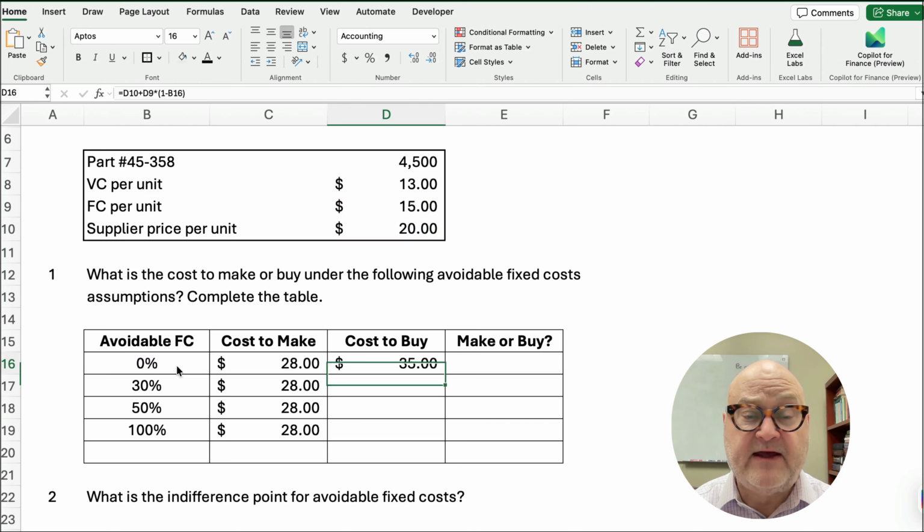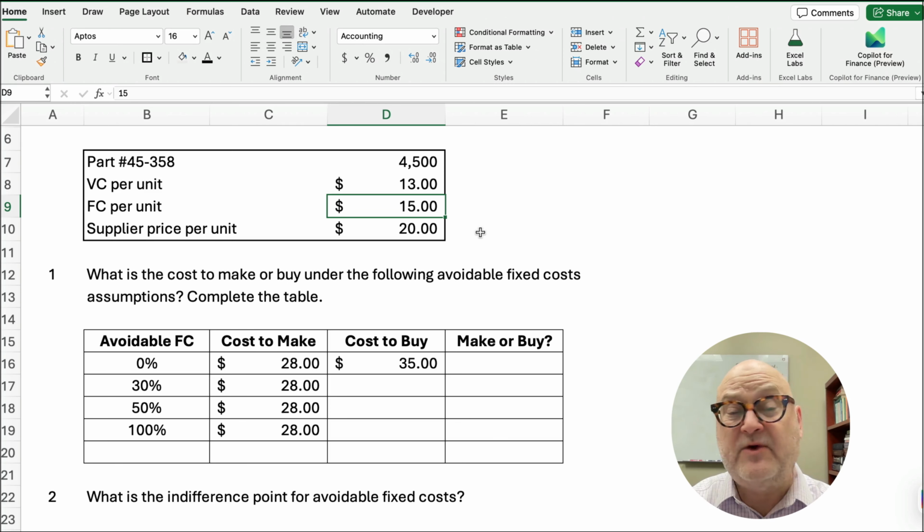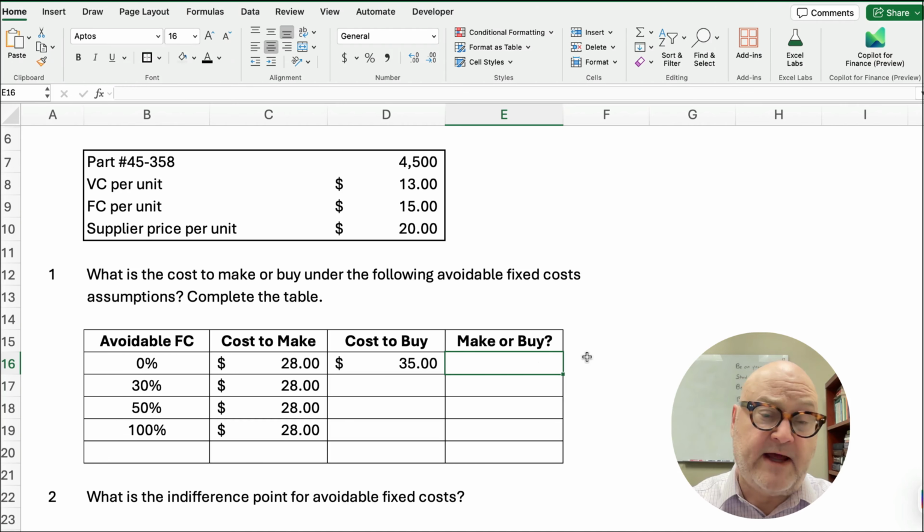So here's what happens. If we can't get rid of any of our fixed cost, then the cost to buy it is going to be the $20 plus the 15 that we can't get rid of, right? The 15 is our fixed cost, which by definition is a cost that stays the same unless we have some reason to know that it changes. Maybe we can get rid of some of our fixed costs. Some of our fixed costs are avoidable. Now, what's cheaper? Well, it's cheaper here to make rather than buy.